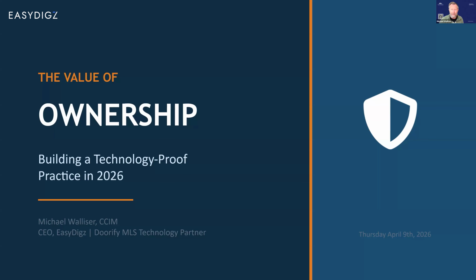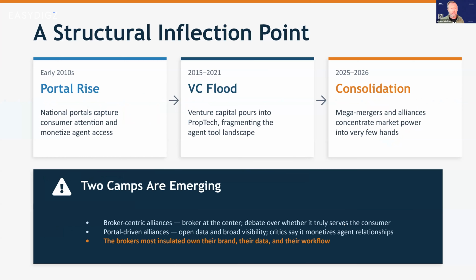We're going to talk about something I believe is the most important business decision you'll make this year, and that is not which CRM to pick or which lead gen tool to subscribe to, but where that data sits, who owns the technology, and what kind of client relationships really make up your business. We're calling this session the value of ownership because it's exactly what it comes down to. Are you building equity in your practice, or are you paying rent to someone else's brand? So we'll go ahead and get into it.